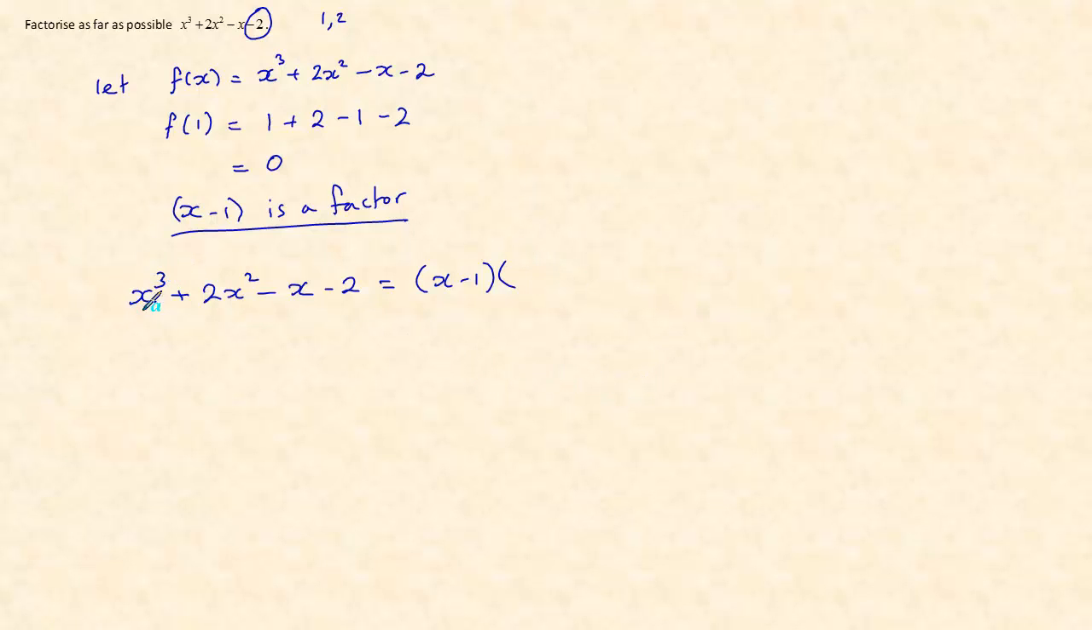Well, we've got a single x cubed here, so that's going to be a single x squared there, so that when we expand out we get the x cubed. This is a negative 1. We're going to need a plus 2 in this end of the bracket to get negative 2 here, and then we're not sure what we want in the middle.